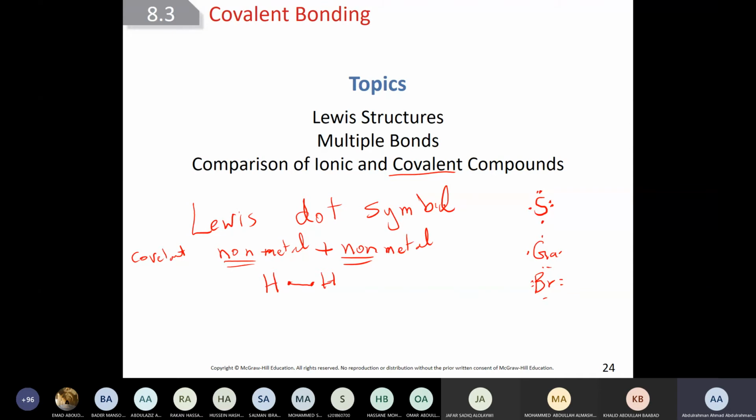Other than hydrogen, the elements would like to have 8 electrons around them. Hydrogen takes only 2 electrons around it. But other atoms would like to have 8 electrons around. Clear? Let's take 2 elements.